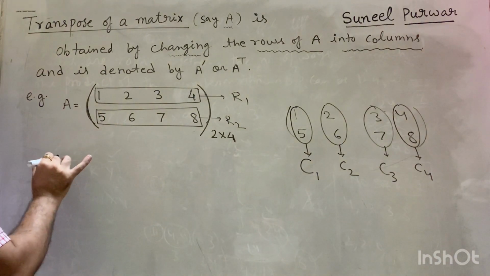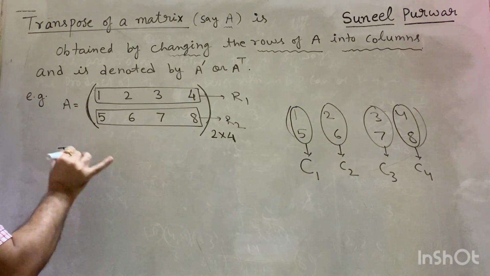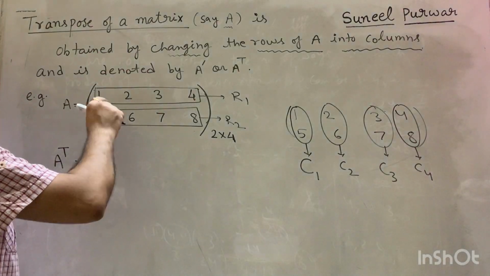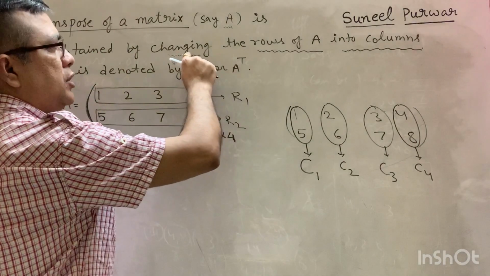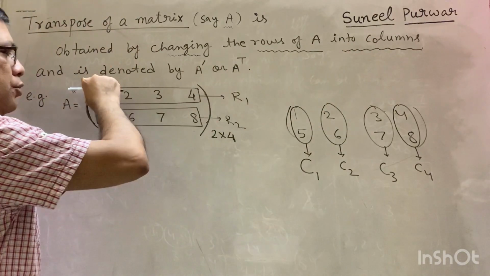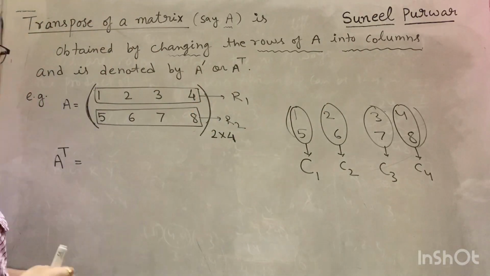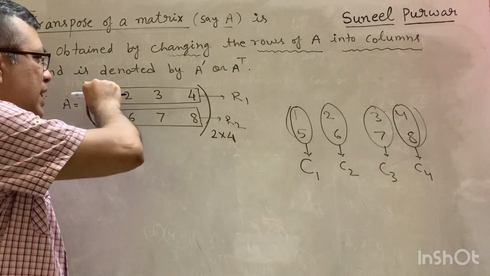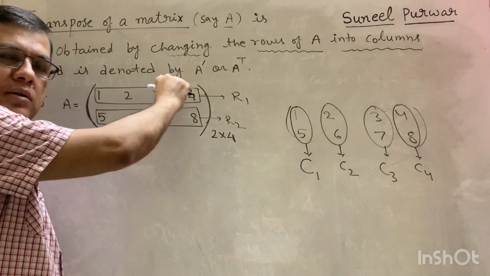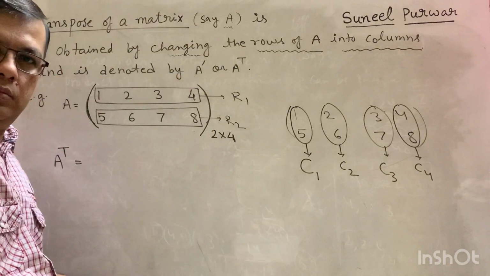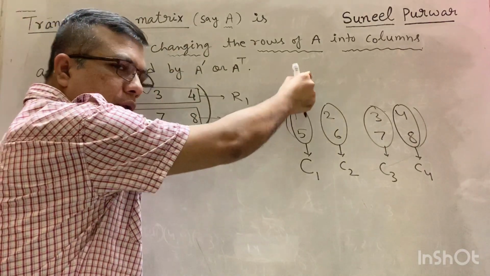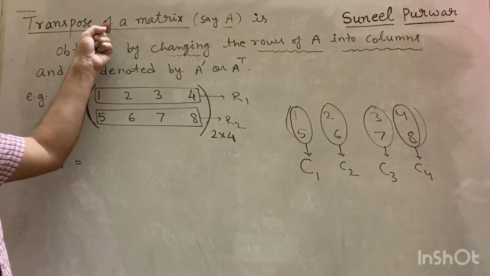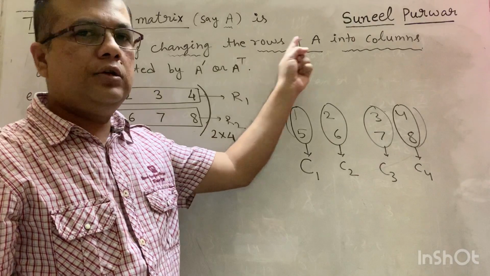Now let me write the transpose of this matrix. So go as per the guidance. What do you have to do? You have to change rows into columns. So how are the rows now? Horizontal. What does converting rows into columns mean? The same elements, but now you have to write them vertically. Rows look horizontal and columns look vertical. To get the transpose you have to convert rows into columns.